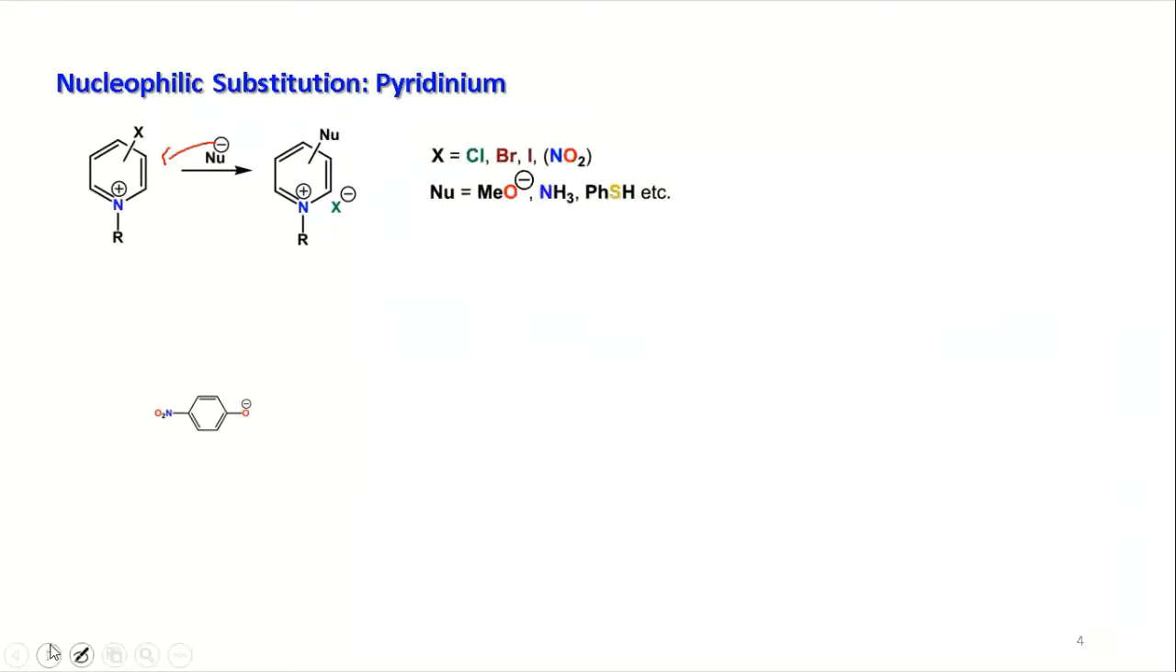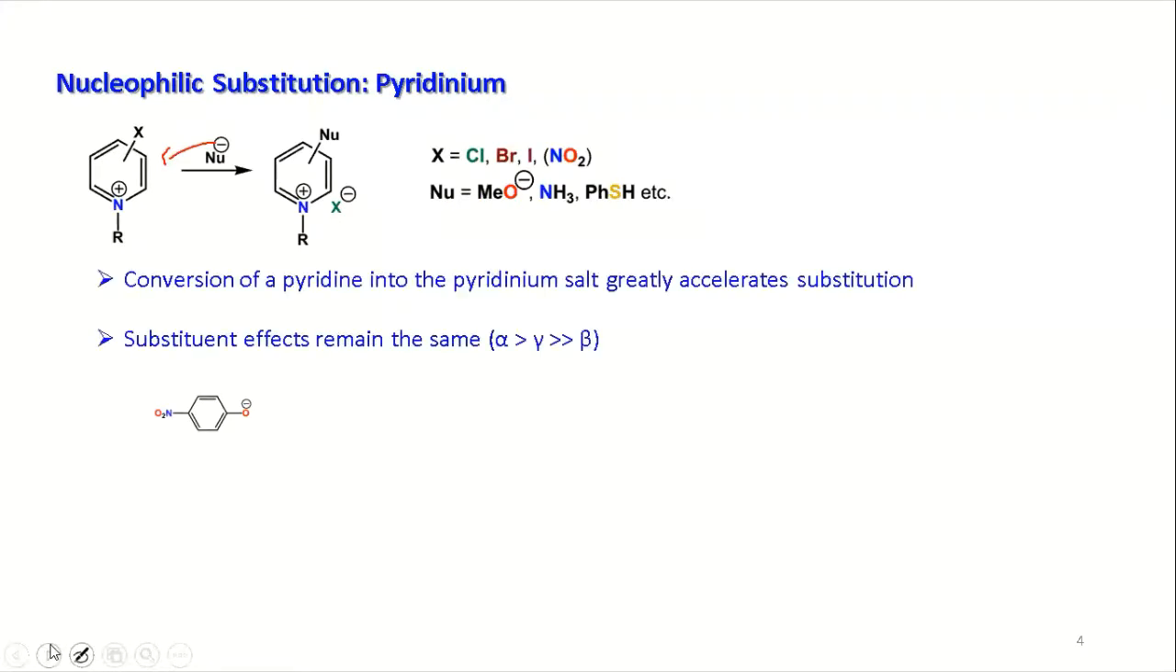Now here we have the same X, halo and nitro. You have the nucleophile, methoxy, and the other nucleophile too. So the pyridinium salt greatly accelerates the reaction, and the substituent effect: what we see is that in this case the alpha is much faster. It will be reacting faster than the gamma, and both will be reacting much faster than the beta substance. So let us look at the situation.